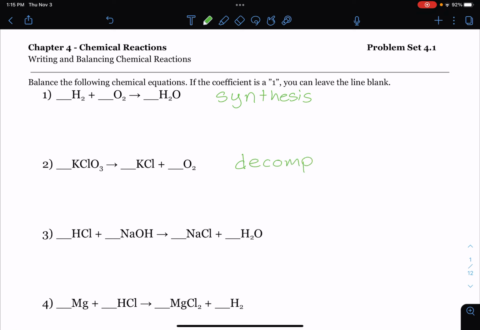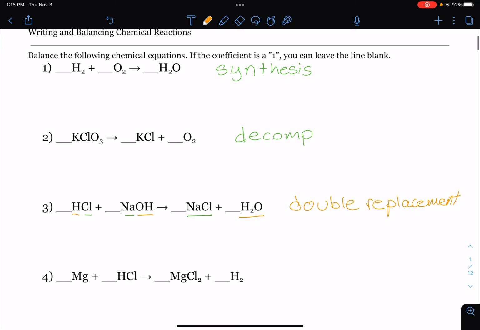The third reaction is a double replacement. You have Cl and Na creating NaCl, and then you have OH and H creating water. This is a double replacement reaction. You can see in example 4, this is a single replacement reaction. Magnesium is going to switch places with the hydrogen so that magnesium and chlorine get to make a compound, and then hydrogen is by itself. And this is a single replacement reaction.